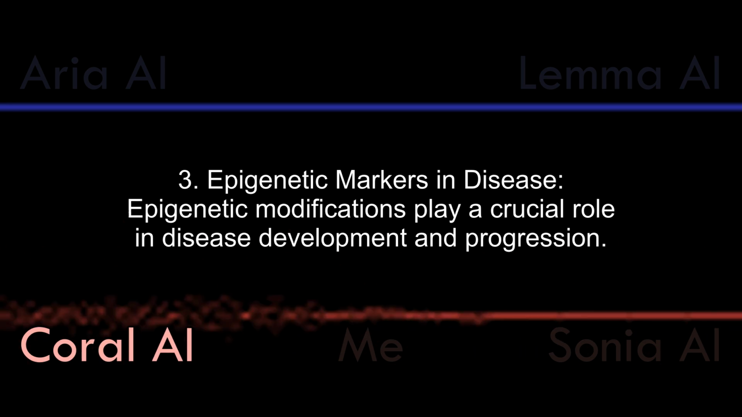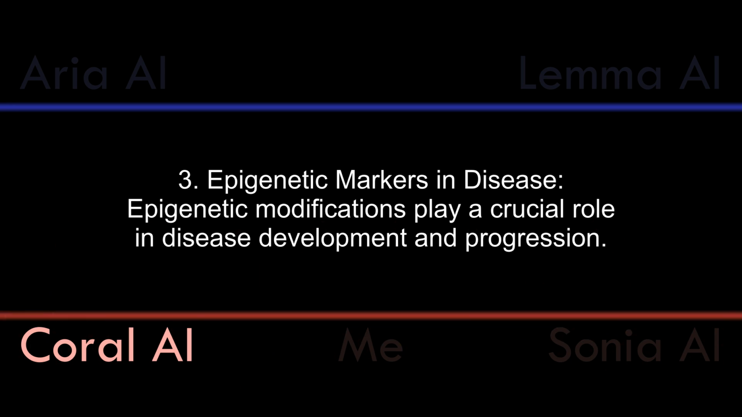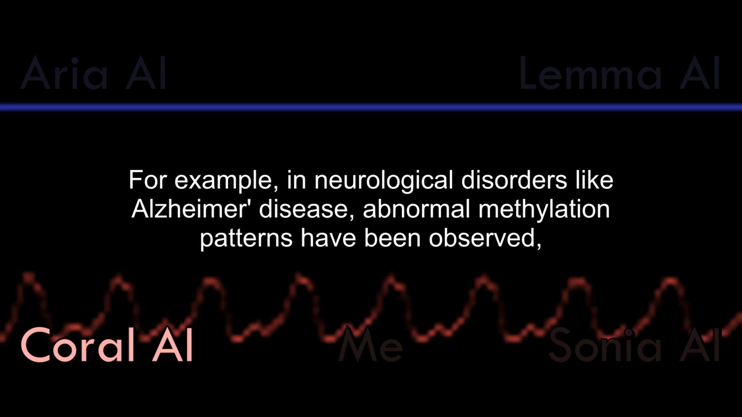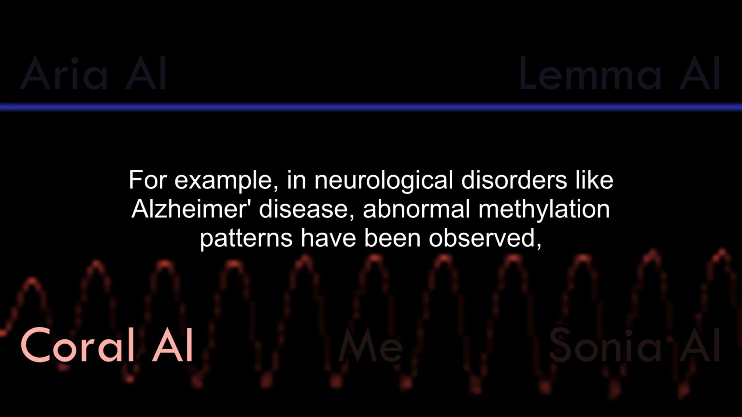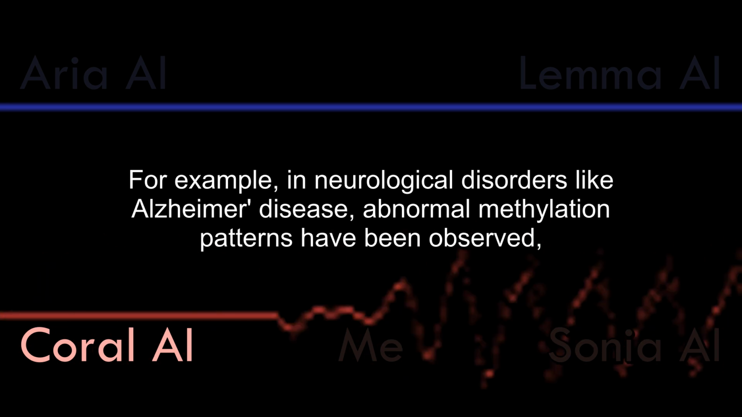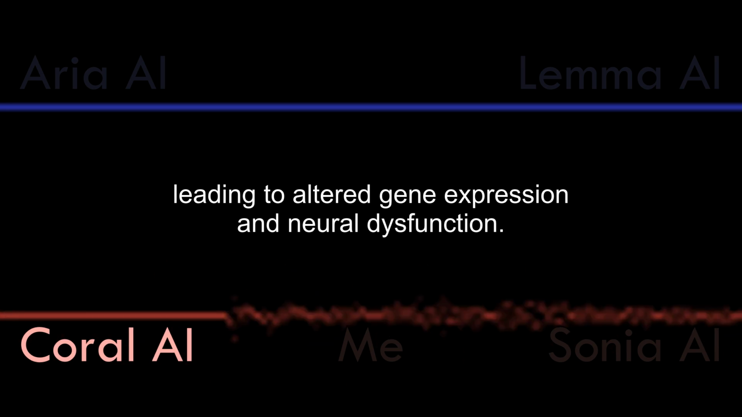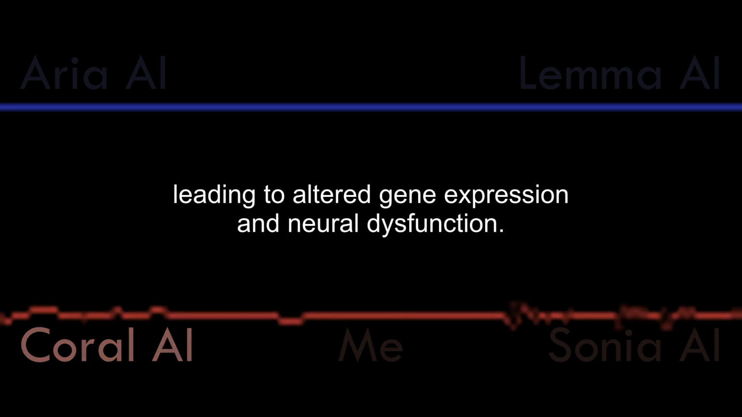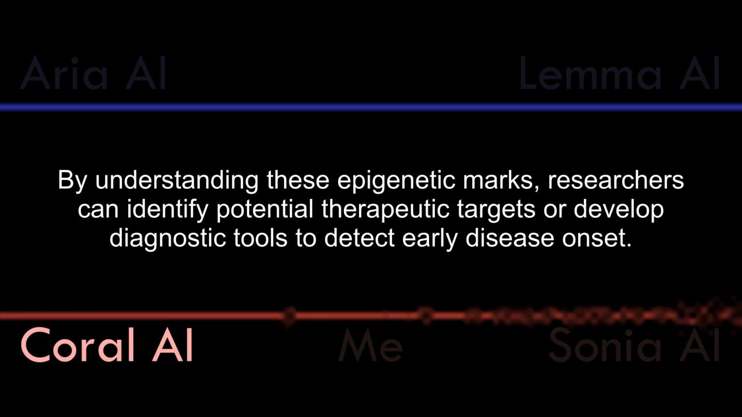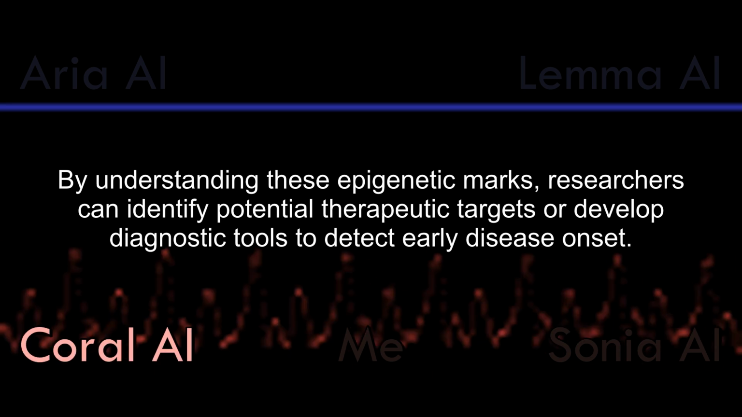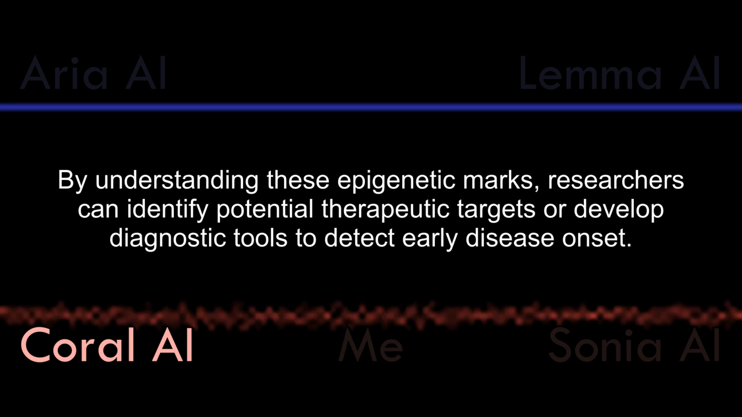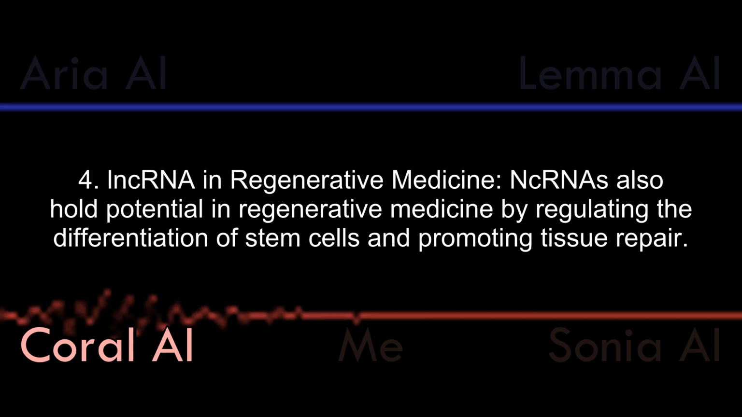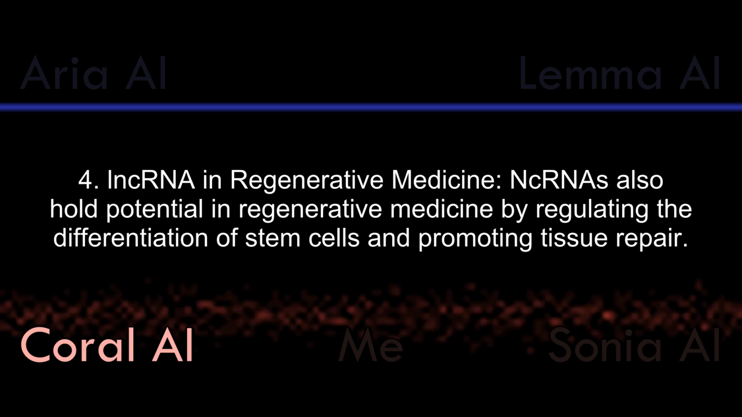3. Epigenetic markers in disease. Epigenetic modifications play a crucial role in disease development and progression. For example, in neurological disorders like Alzheimer's disease, abnormal methylation patterns have been observed, leading to altered gene expression and neural dysfunction. By understanding these epigenetic marks, researchers can identify potential therapeutic targets or develop diagnostic tools to detect early disease onset.